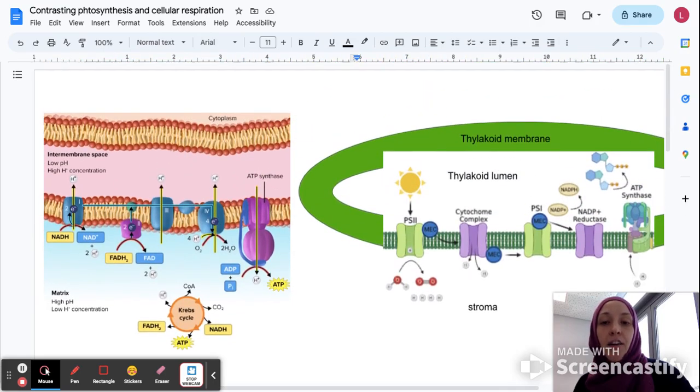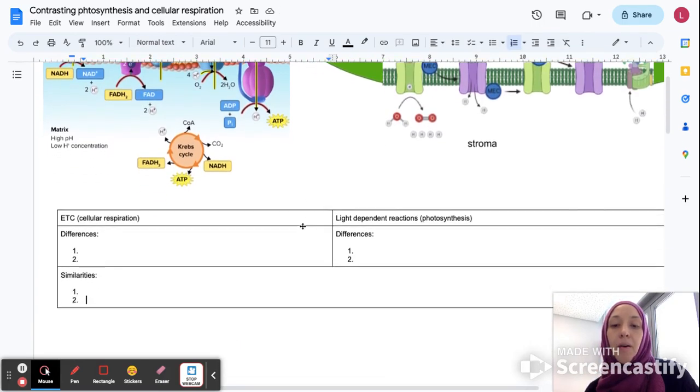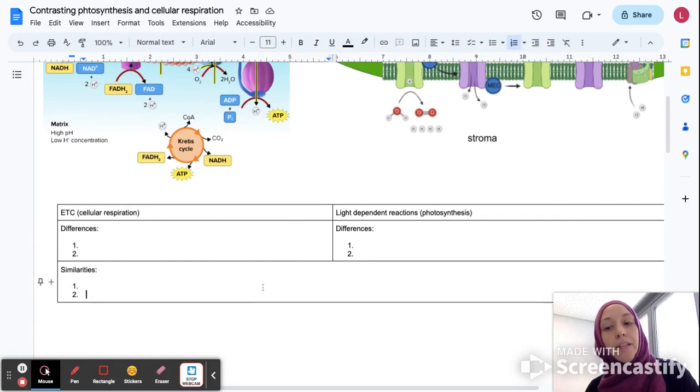Now let's take a look at our electron transport chain, and let's look at our light-dependent reactions. So when we look at these two processes, I really want us to think about how are they different and how are they similar? I would expect that you would be able to tell me two ways that they're different and explain both sides, okay, and two ways that they're similar. So what I'm going to do is walk you through each of these processes. And as I do that, I want you to think about what is different between them and what is similar.